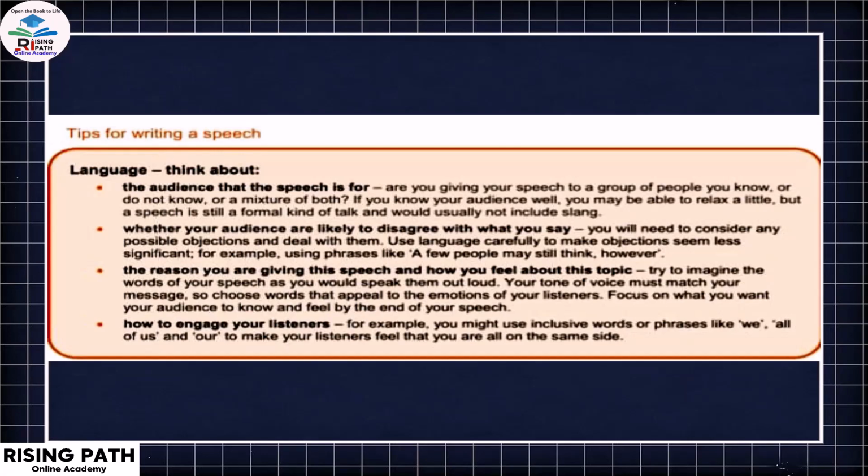So as you can see, there are two boxes, and the tips for writing a speech are given. Language: you have to think about the audience the speech is for, whether your audience is likely to disagree with what you say, the reason that you are giving this speech, how you feel about this topic, and how to engage your listeners. Please pause the video and read each and every point in detail.